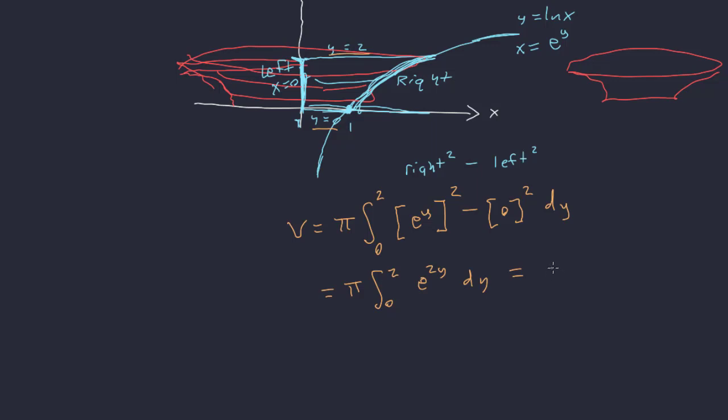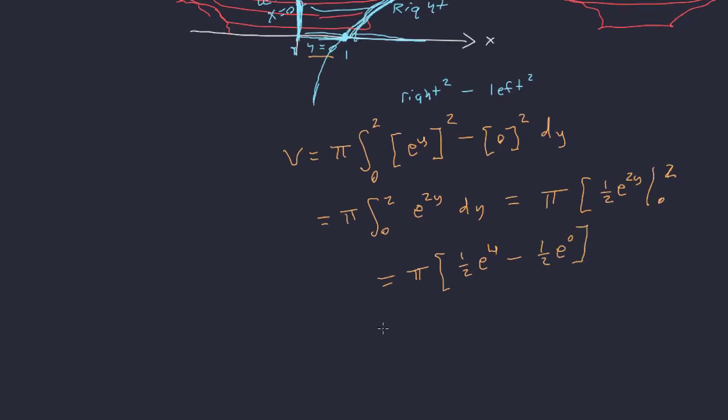Okay, and we integrate this. The integral of e to the 2y is 1/2 e to the 2y. And we'll evaluate this from not 0 to 1, but 0 to 2. So we get pi times, it'll be 1/2 e to the 4 minus 1/2 e to the 0. And this is where you got to be careful, because we're so used to, when we plug in the 0, getting nothing. But with e's, we can't do that, right? Because that's going to be 1. So this will be pi times 1/2 e to the 4th minus 1/2. All right, and that'll be our answer.